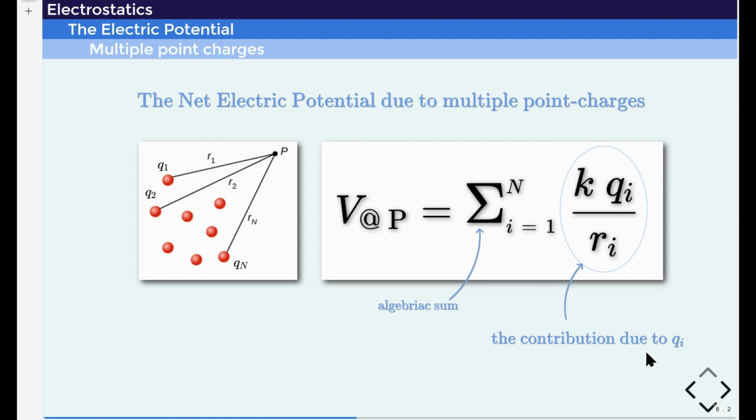So you calculate the contribution due to each one of the charges. So you say kQ1 over R1, plus kQ2 over R2, plus kQ3 over R3, etc., all the way to n. So this here is a sigma that indicates the sum over the index i that runs from 1 to n. So i here runs from 1 to n, so I get kQ1 over R1 plus kQ2 over R2, and so on. And that gives you the potential at any point.